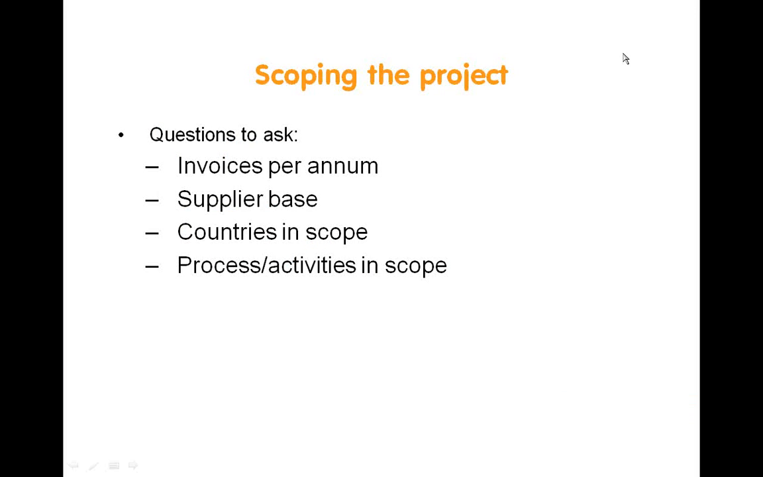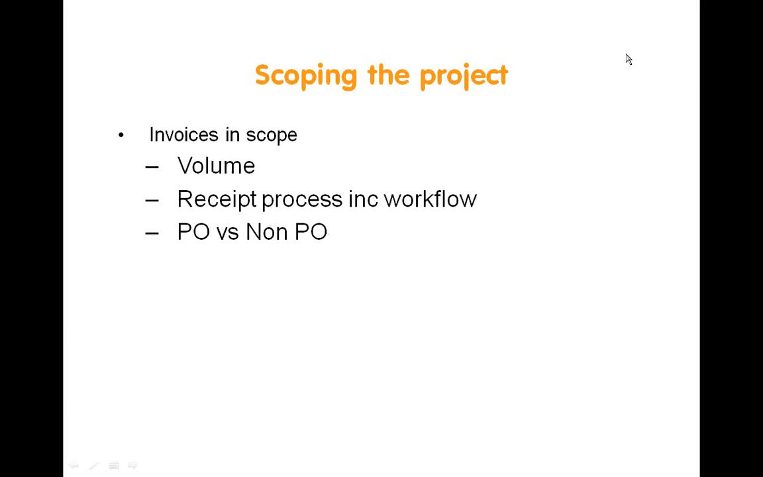So in terms of scoping out the project, again, 4 key areas that I would focus on is what your number of invoices per annum is, what your supplier base looks like, countries that you have in scope, and the processes or the steps, activities that you would like in scope for the project. So let's start with the first point.